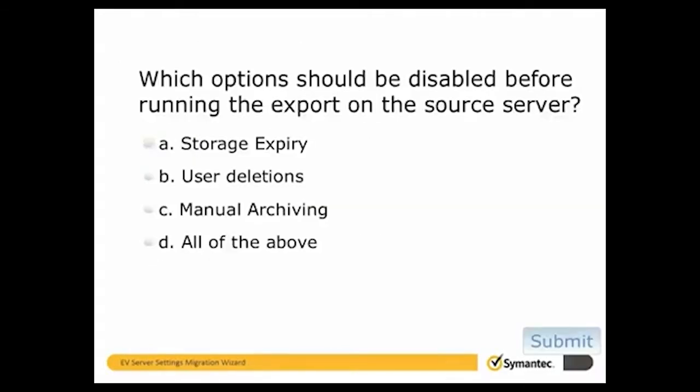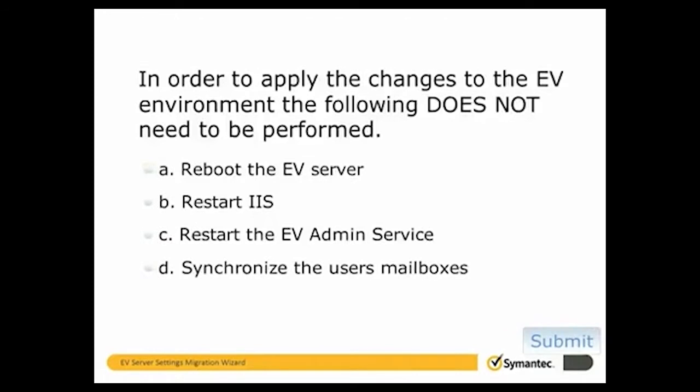Which options should be disabled before running the export on the source server? In order to apply the changes to the EV environment, the following does not need to be performed.